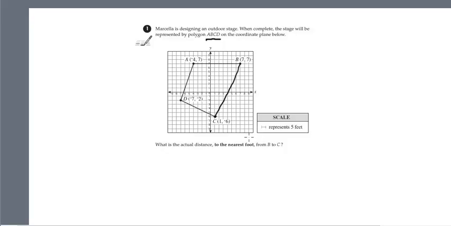I think the easiest way is to use the Pythagorean theorem and just draw a right triangle that would extend. I'll put it in a different color. I mean, you could do this using a couple different methods, but if we just drew this right triangle, came right down there, we'd see that this distance is 1, 2, 3, 4, 5, 6 units. But we also have to realize that each unit is 5 feet.